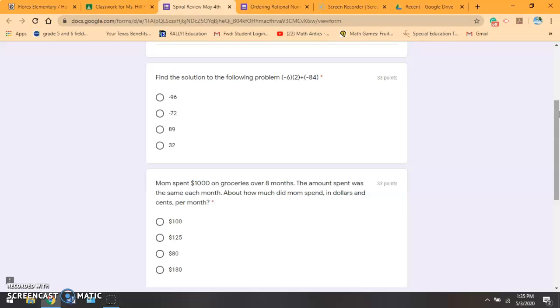My next one. Mom spent $1,000 on groceries over 8 months. The amount spent was the same each month. About how much did Mom spend in dollars and cents per month? Okay? Remember, if you have a total amount of something, then you divide. If you need a total, you're going to add, okay? So, which one are we going to do? Are we going to divide or add?